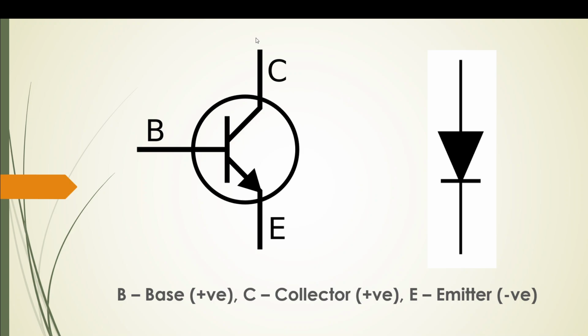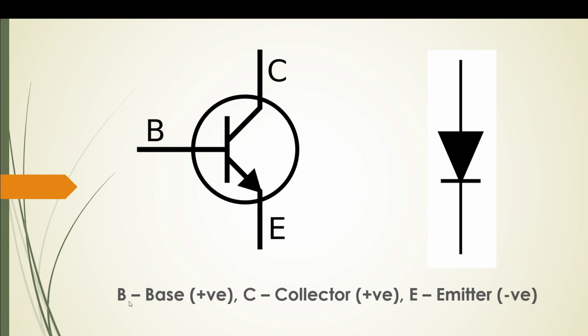What about the transistor? There are three legs of a transistor. If you see this vertical line in the middle, there are three wires coming out of this particular part. The one which is perpendicular to that plate is the base, and there are two wires at an angle. One of them has an arrow, the other one does not. The one that has an arrow is called the emitter, and the one which does not have an arrow is the collector.